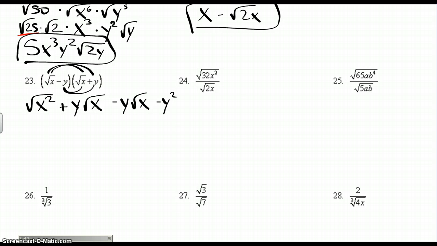If you notice the two middle terms, y times the square root of x minus y times the square root of x, simplifies to just 0. And then the square root of x squared is just x. So our final answer is just x minus y squared.